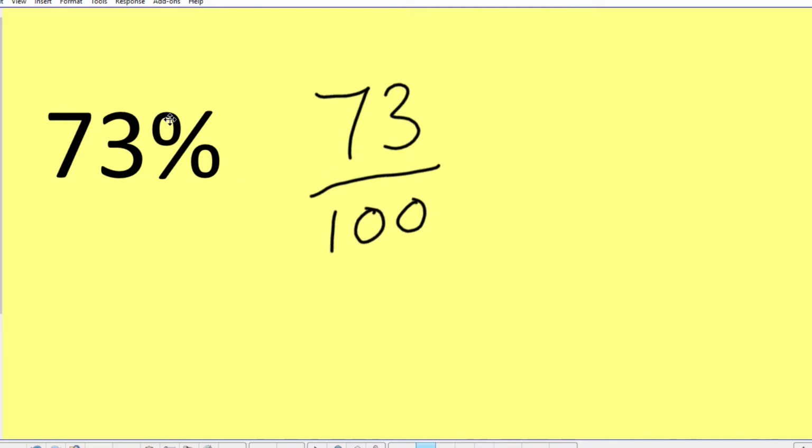73%. To make any percentage into a fraction, the easiest thing to do is you write 73 again, and you just put it over 100. So to make a fraction from any percentage, you just put whatever the percentage is over 100, and then simplify down if you can. Okay, to make this into a decimal, we just put 0 point in front. So it's 73, so the decimal would be 0.73.